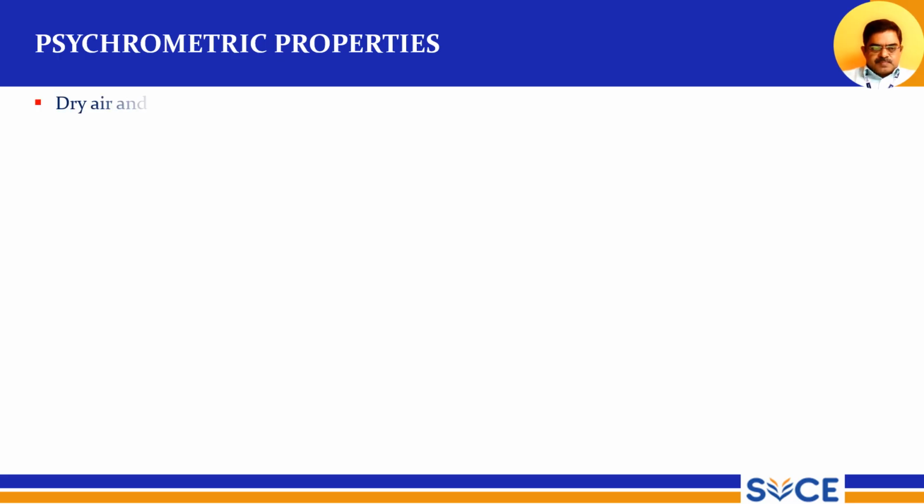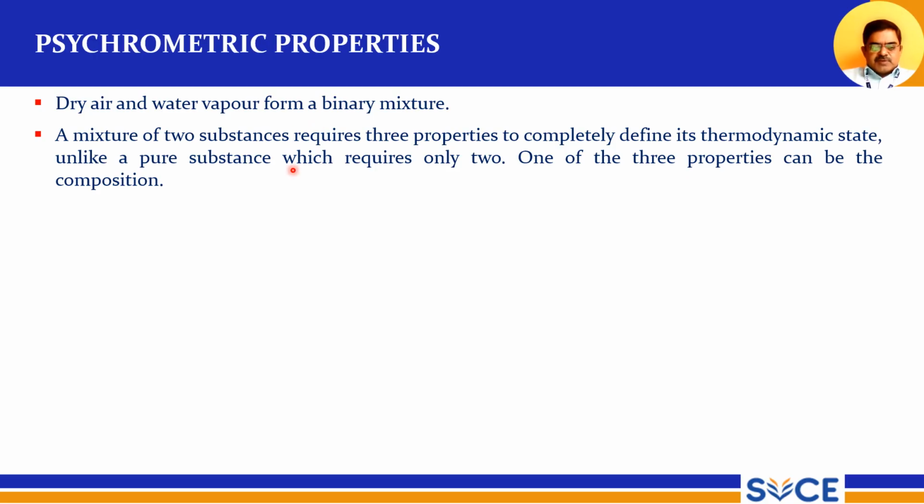Psychrometric properties. Dry air and water vapor form a binary mixture, which we discussed in the first session itself. A mixture of two substances requires three properties to completely define its thermodynamic state. So three minimum properties are required to completely define its thermodynamic state, unlike a pure substance which requires only two.